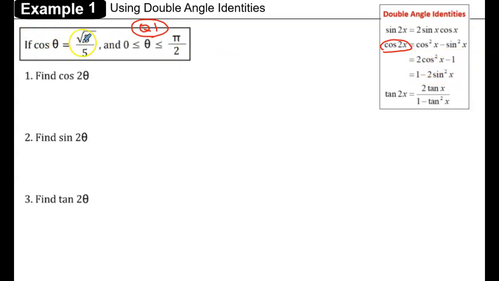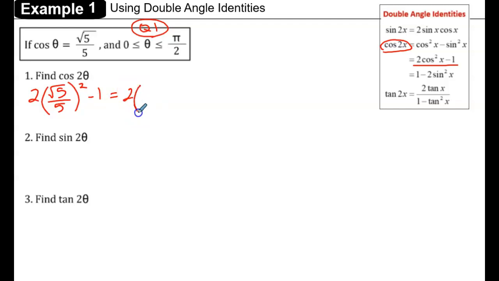Since all we know is the cosine of theta, then we're going to need to use this middle identity, 2 cosine squared x minus 1. The other 2 identities require cosine and sine, or just sine, and we don't know anything about sine yet. So we're going to use the identity 2 cosine squared x minus 1. And we're going to substitute the root 5 over 5 for the cosine of the angle. Then that gets squared and minus 1.